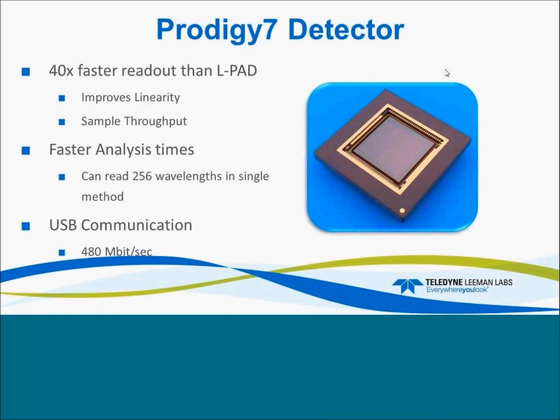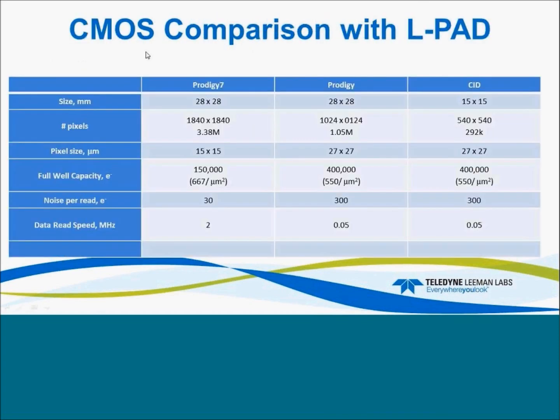So the data transfer rate down to the ICP, or to the PC more correctly, is 480 megabits per second. So it's a much faster device. And again, as time goes on, electronics get faster and faster, and this device is showing that also. Okay. It's a basic comparison between the LPAD and the CMOS device, and along with other available CIDs.